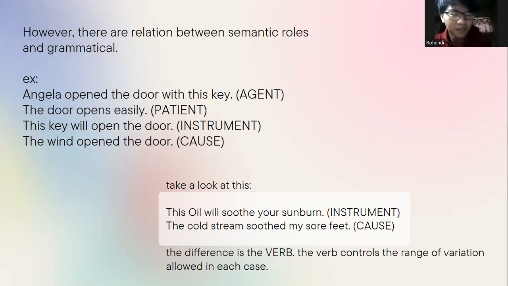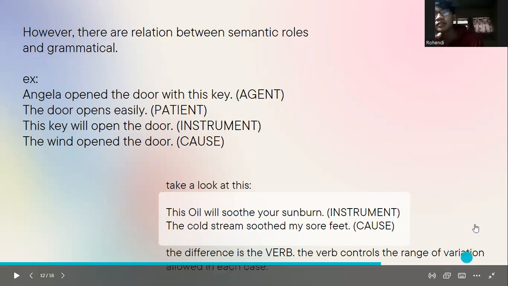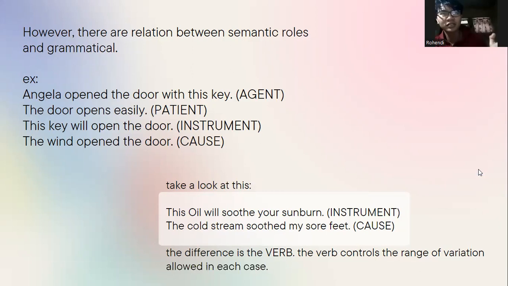So what is the difference? The difference is the verb. The verb controls the range of options allowed in each case. So, ada beberapa verb yang bisa hanya untuk instrumen dan cause. Ada juga verb yang hanya menampilkan agent, patient, instrument, dan cause. Itu yang saya pahami dalam bukunya Levin dan Rappaport Hovav tahun 2004. Ya. Next.